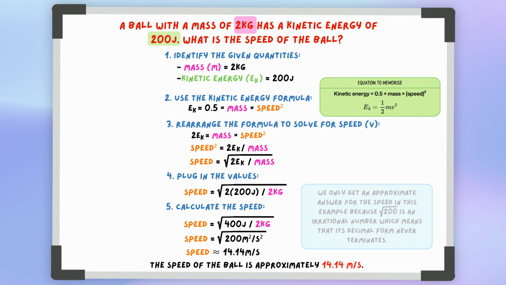Note that we only get an approximate answer for the speed in this example because the square root of 200 is an irrational number, which means that its decimal form goes on infinitely, never recurring or terminating. By working through these examples, you can see that calculating kinetic energy involves understanding and properly using the formula. This method can be applied to various objects in motion to find out their kinetic energy, mass, or speed.